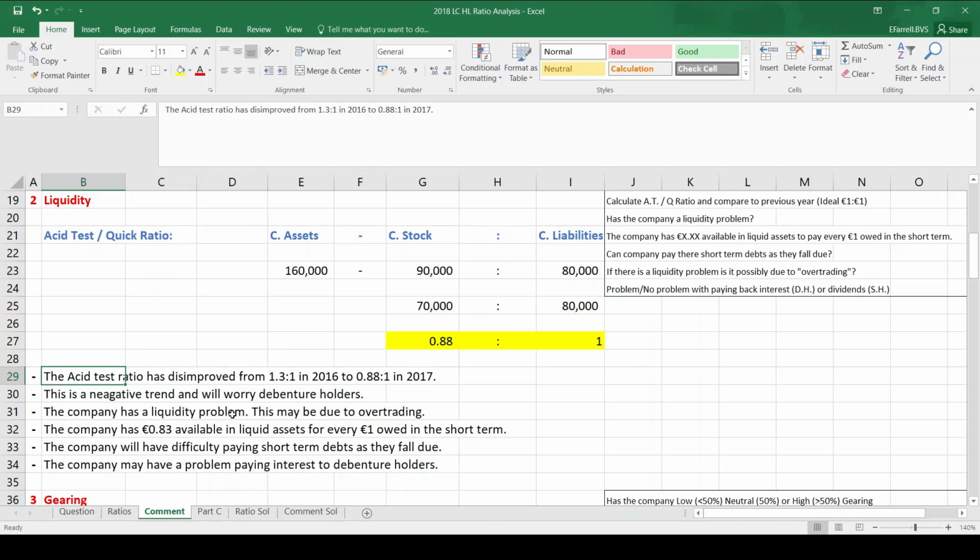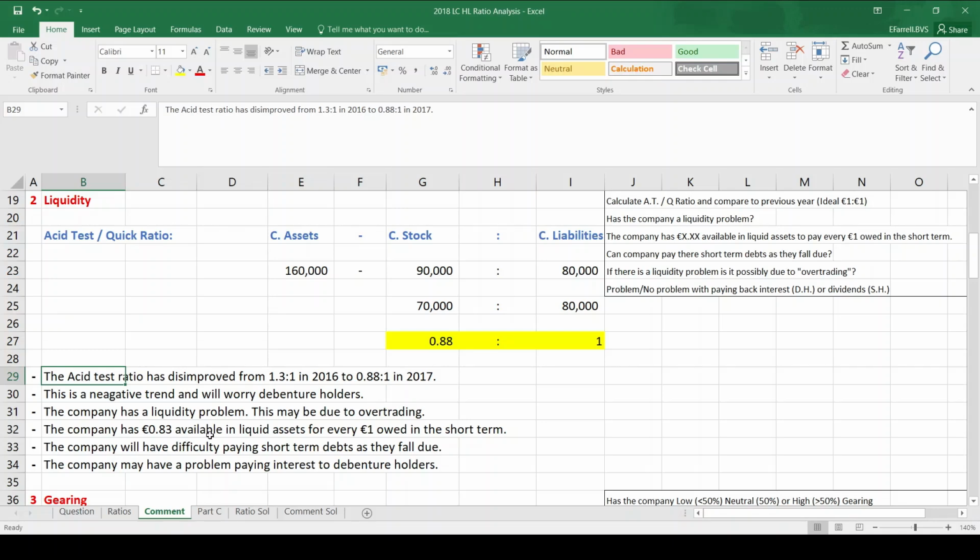This is a negative trend and will worry the debenture holders. If it's under 1 is to 1, it's always very worrying. The company has a liquidity problem. Again, if it was over 1 is to 1, you would say there's a positive trend and it wouldn't worry the debenture holders. And if it was over 1 is to 1, you would say the company does not have a liquidity problem. This company has a liquidity problem because it's less than 1 is to 1. And you can say that this may be due to over trading. We're not sure if it is or not, but it's a good point to put in. I suppose that just really means that they're making lots of sales, but they're not getting in all the money in time.